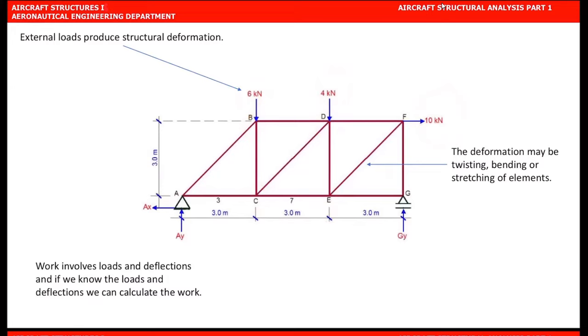And deformation may be twisting, bending, or stretching of elements. What does stretching of elements mean? What are the elements there? The elements are the members. You have member AB, member BC, member AC, member CD. And then, work involves loads and deflection. If we know the loads and deflection, we can calculate the work. As work is related to what?